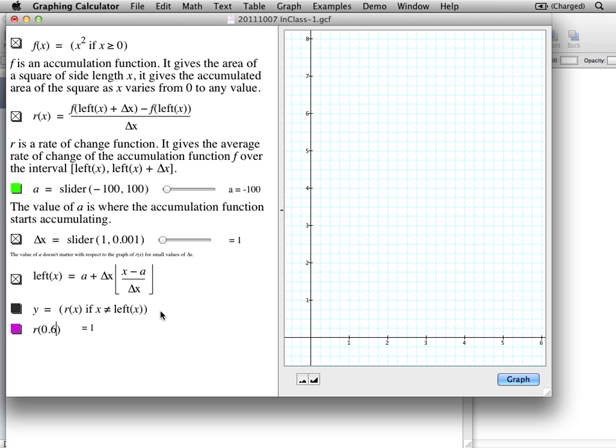Tau? 0. Yes. So left of 0.6 is 0, and delta x is 1. So this is f of 1, right? What's f of 1? 1. Left of x is 0. What's f of 0? 0. 1 minus 0 divided by 1 gives us 1. Okay, so you see how it's working?